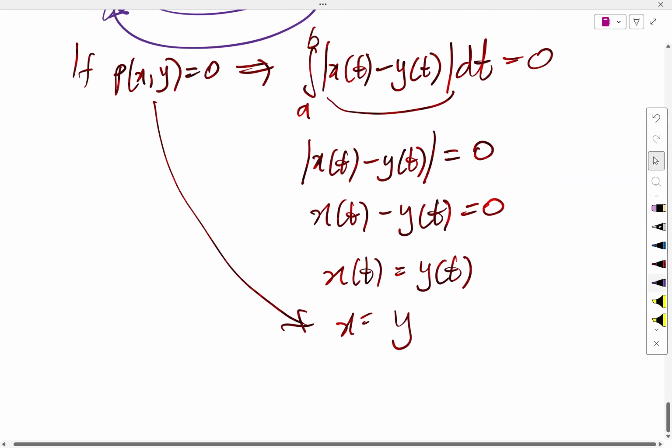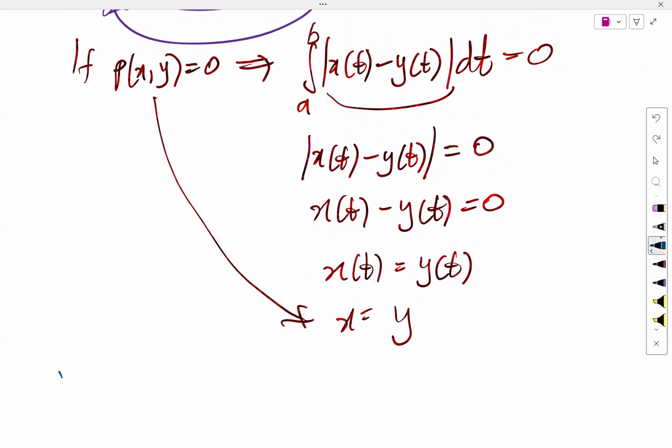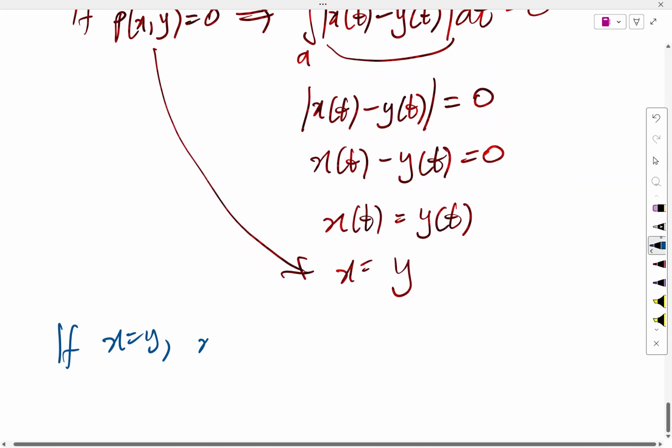So it's easy to go back, just follow the same path, just trace it back. So you now say if x is equal to y, just go back tracing. So it means that x(t) is equal to y(t).